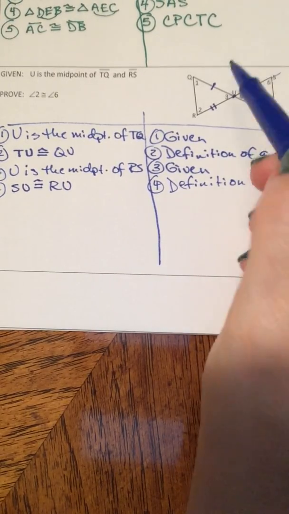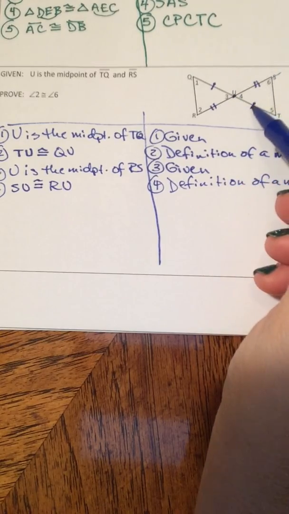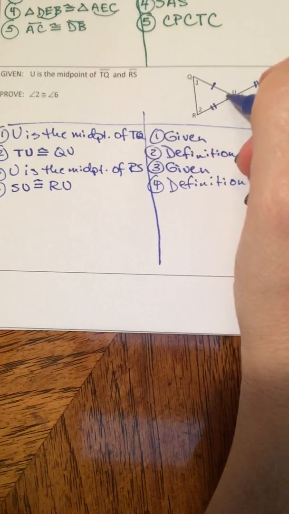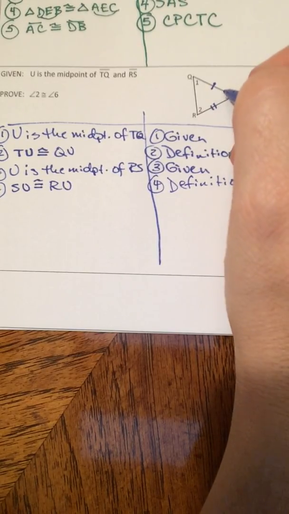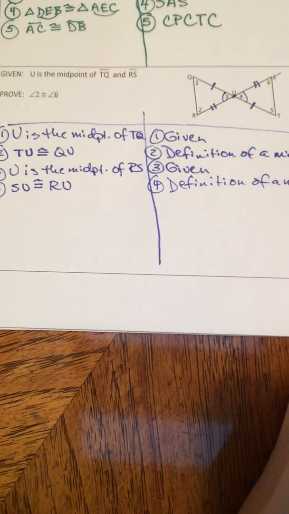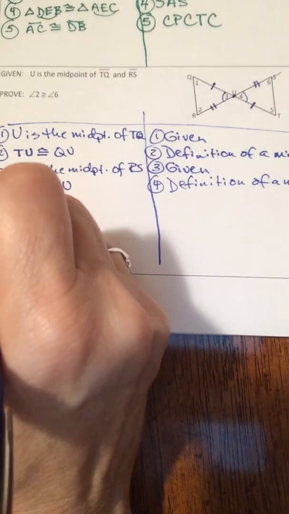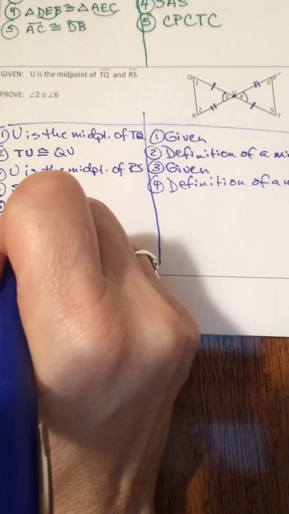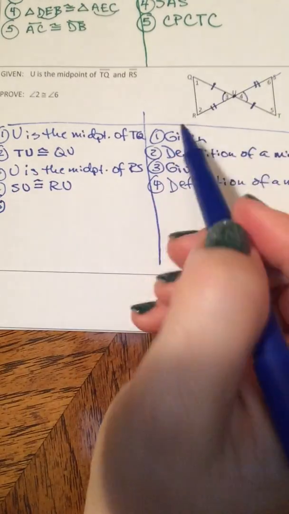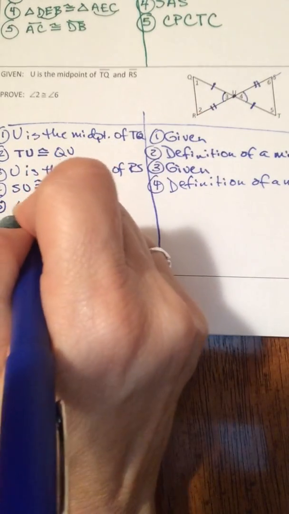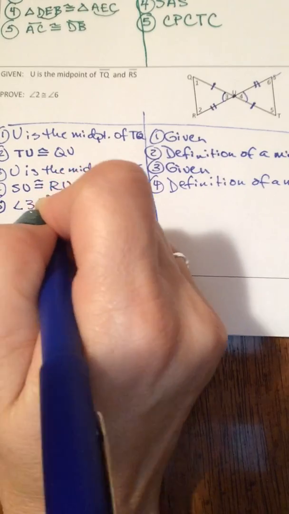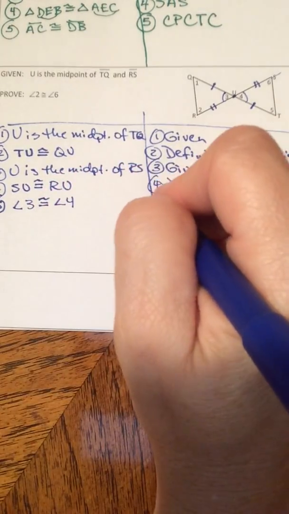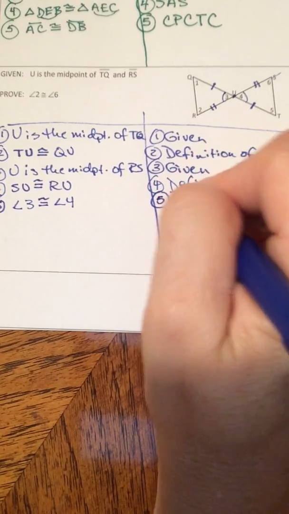So looking at this now, I have two sides that are congruent, but if I'm actually looking closely, I can see that angle 3 is congruent to angle 4, and the reason for that is that they are vertical angles. So I'm going to make that my next statement. So I'm going to say angle 3, I could also have used QUR, but I'm going to use angle 3 is congruent to angle 4, and the reason for that is that they are vertical angles.